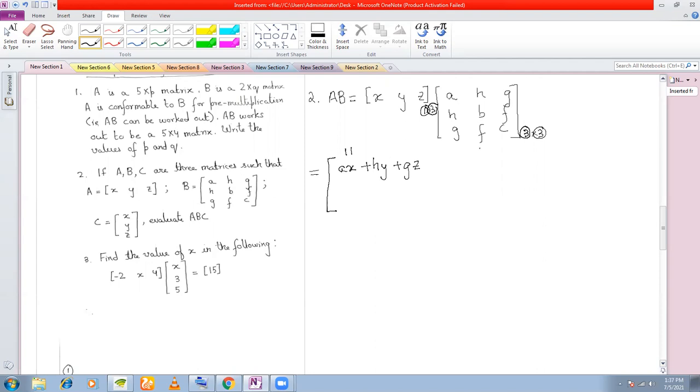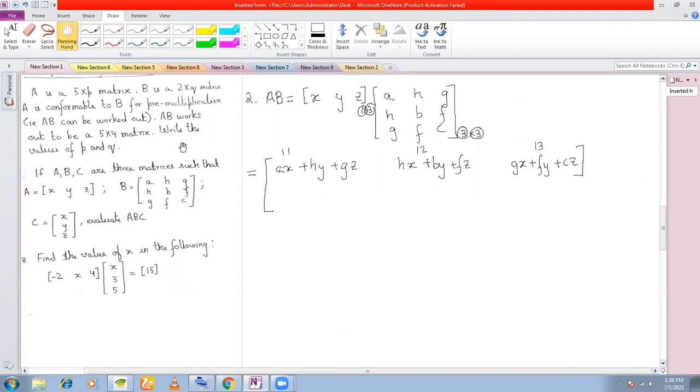Next, first row, second column. So you write it in the 1, 2 position, which is HX plus BY plus FZ, right? And then first row, third column. So you write it in the 1, 3 position. So multiply, you get GX plus FY plus CZ, right? What is the order of this resulting matrix? 1 row, 3 columns. So we're getting a 1 by 3 matrix. So this is okay.